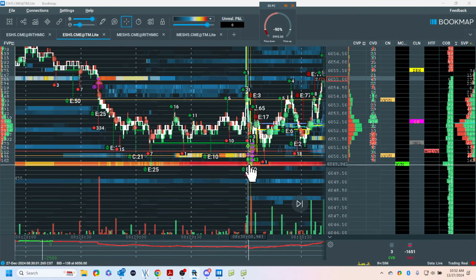This is order flow. Now, in the Trader Lab and in the Bookmap Discord server, you would learn this.